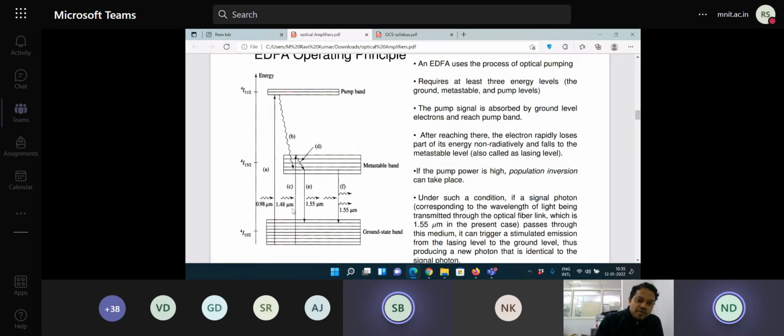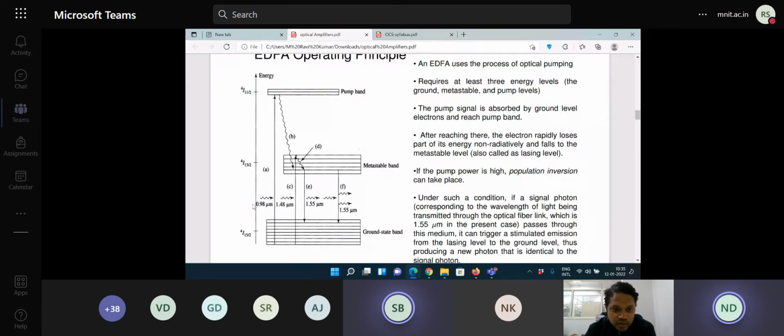Whatever the excitation, there is a relaxation. If the 980 nanometer wavelength is used for excitation or for pumping, then it goes to a pump band and there is relaxation to a metastable band. From the metastable band to the ground state band, we always have an emission of 1.55 micrometers or 1550 nanometers.